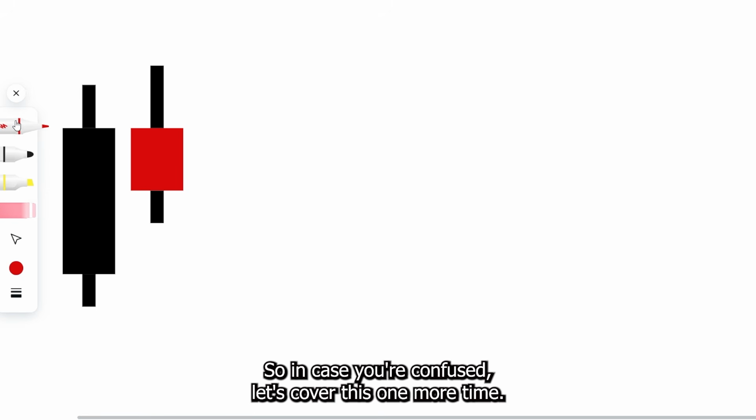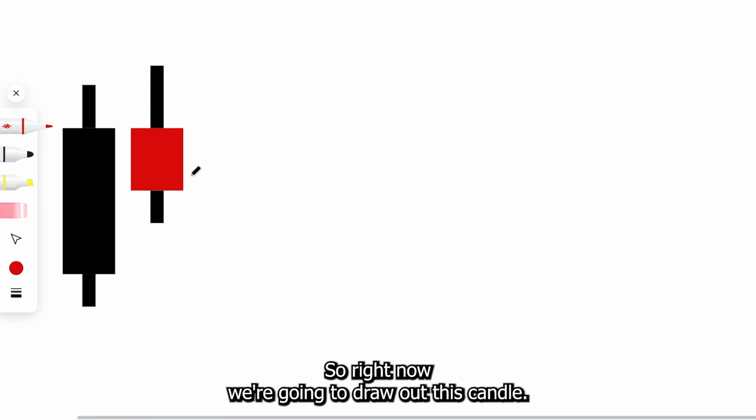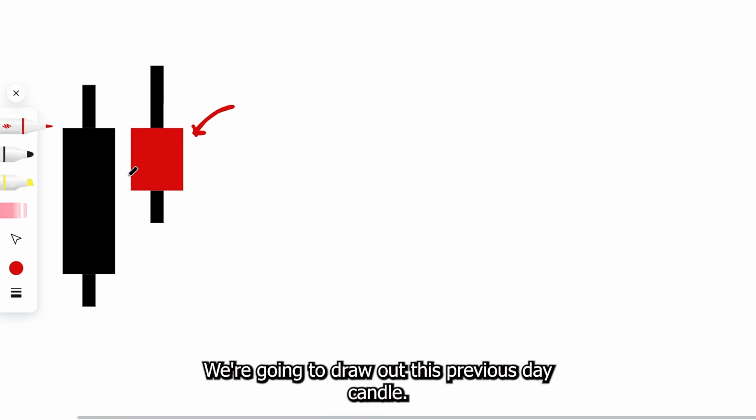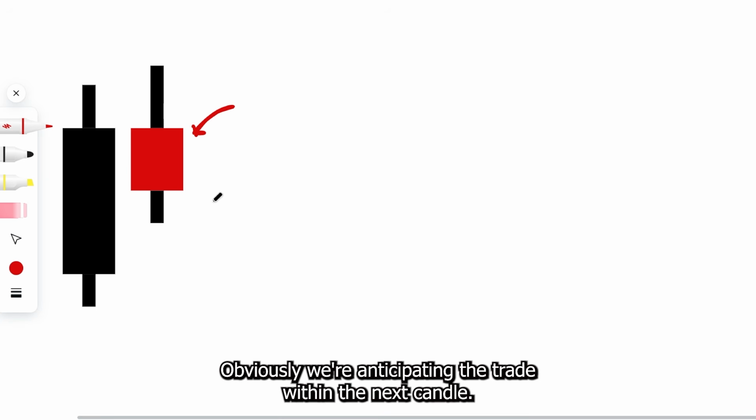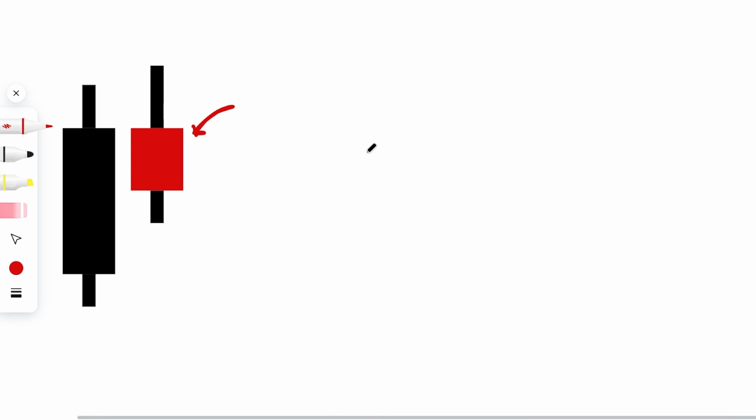So in case you're confused, let's cover this one more time. Right now we're going to draw out this previous day candle. Obviously, we're anticipating the trade within the next candle. So this candle starts off bullish. Price quickly drops, makes the low, and closes right here.